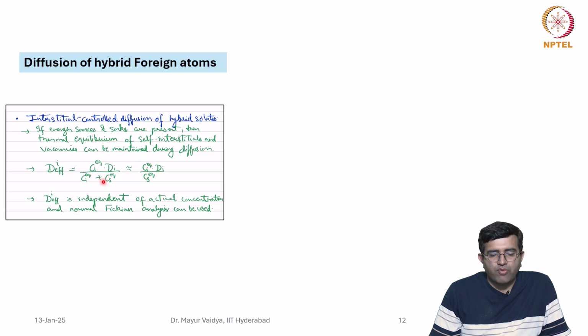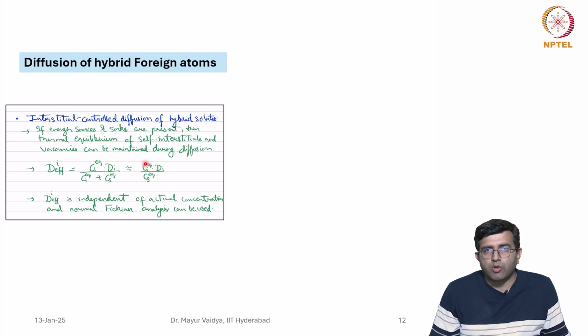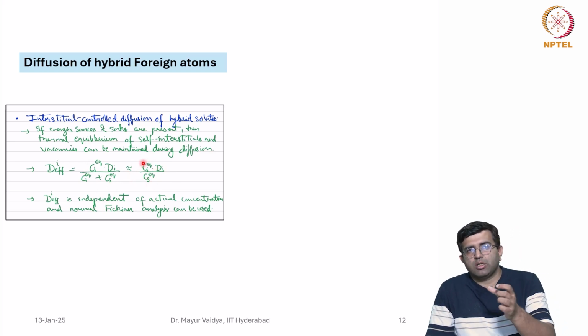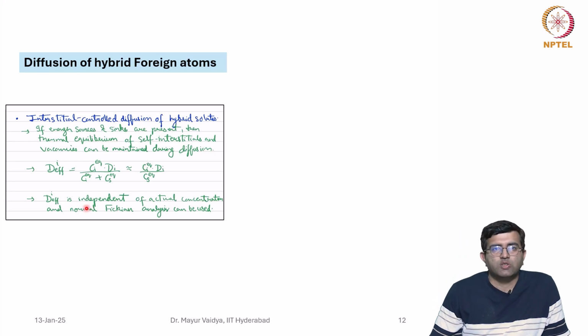So, in the DI effective, you see there is no actual concentration coming into the picture. Remember, these are the equilibrium concentrations, whereas in the previous expression you had the CS(x), which is the actual concentration. So, in this case it is independent of the actual concentration, and hence the normal Fickian analysis can be performed.